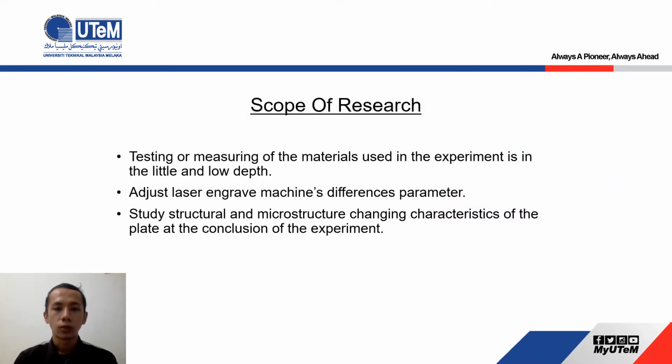Next is the scope of research. The scope of this research is to create a design utilizing engraving on a metal workpiece. The next step is to assess the impact of laser engraving parameters on stainless steel pattern quality such as speed, frequency and power of the laser engraved equipment used during the procedure. Finally, a study of the impact of laser engraving on structural and microstructural alteration in stainless steel.